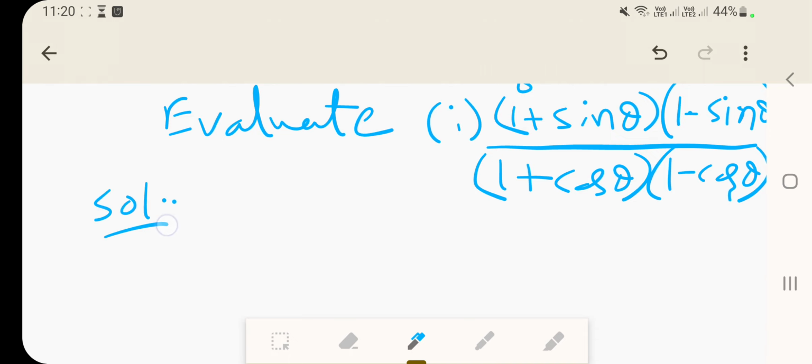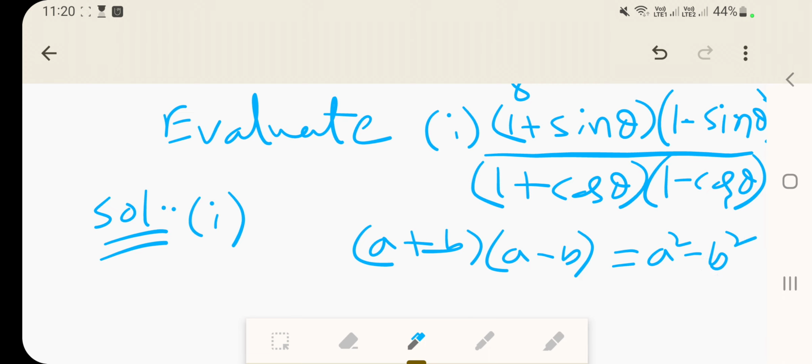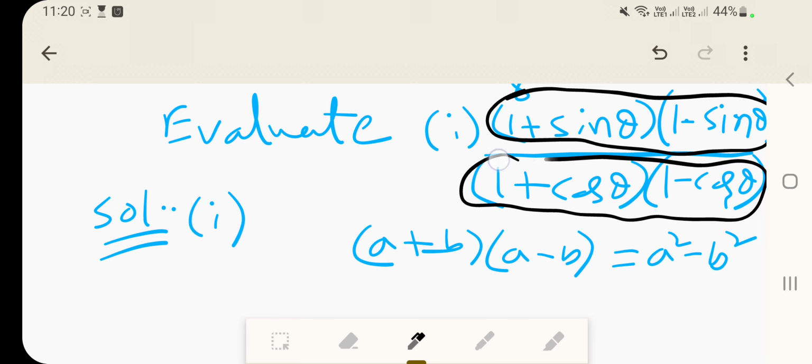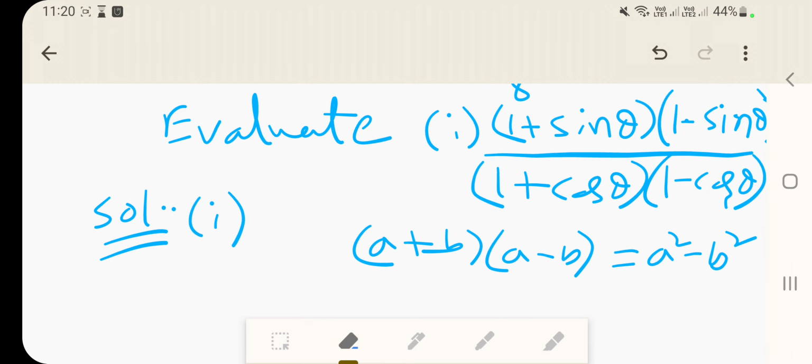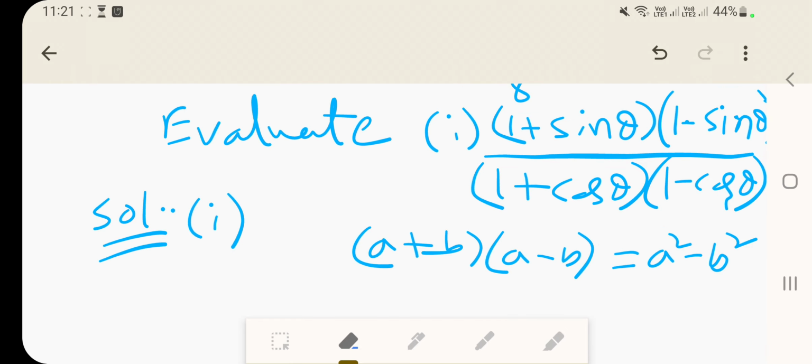Okay, first the solution for this. Here there is a little easy way. 1 plus sine theta into 1 minus sine theta is like a plus b into a minus b, so what we get is a square minus b square. In the numerator we have 1 plus sine theta into 1 minus sine theta. In the same way, in the denominator we have 1 plus cos theta into 1 minus cos theta. So both numerator as well as denominator are in the form of a plus b into a minus b. So a in both numerator and denominator is 1, and b in the numerator is sin theta, and in the denominator it is cos theta.